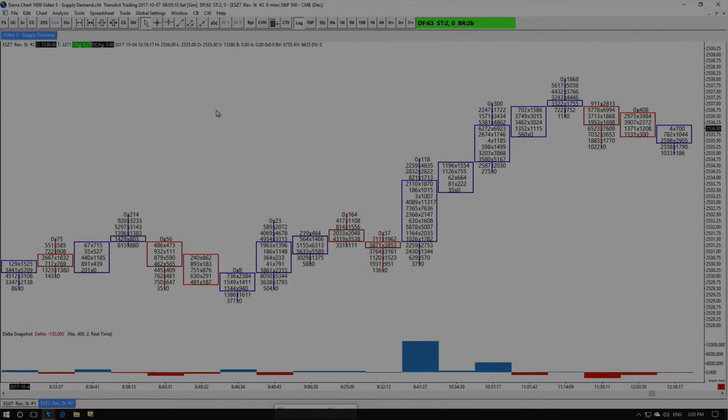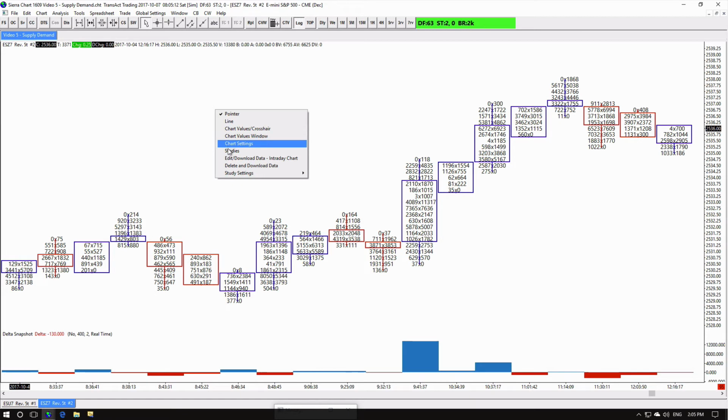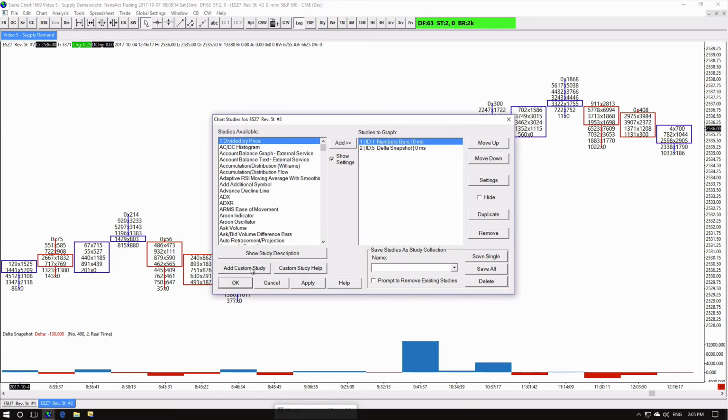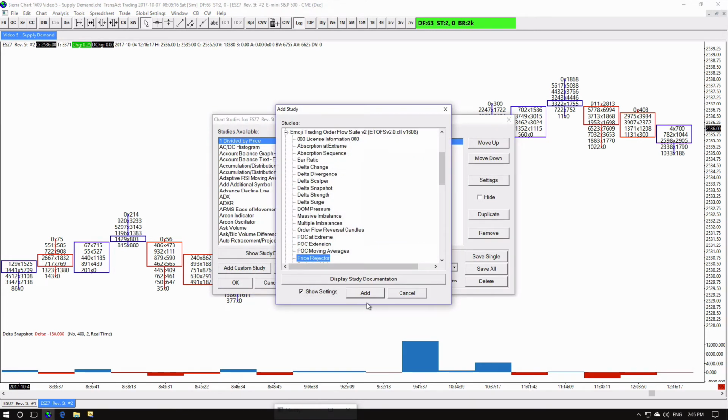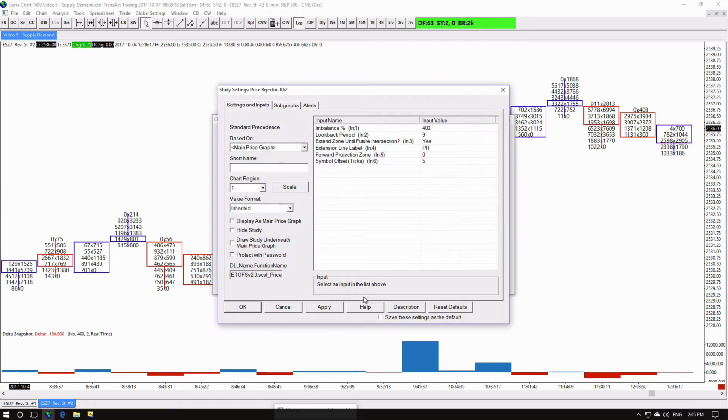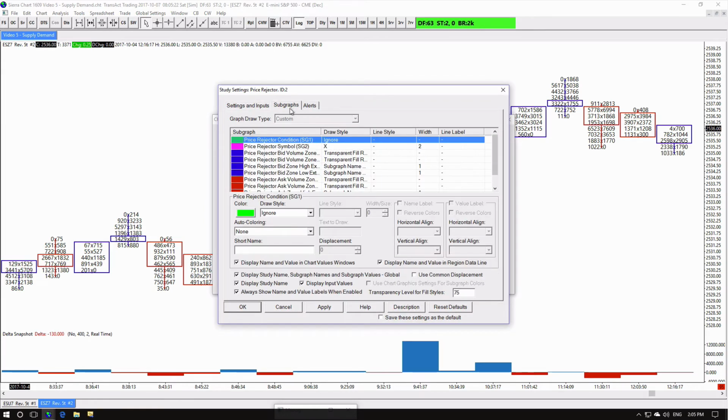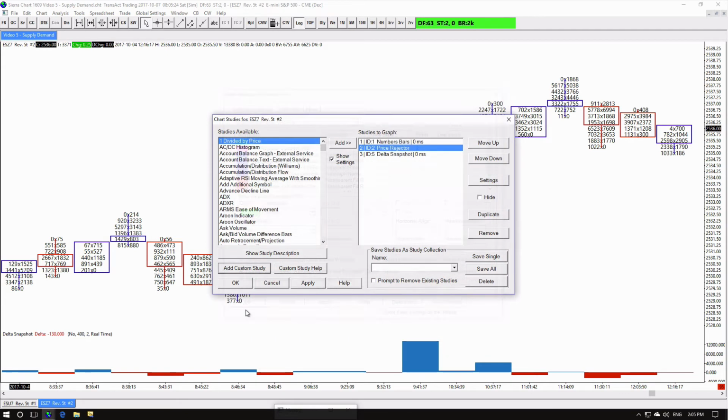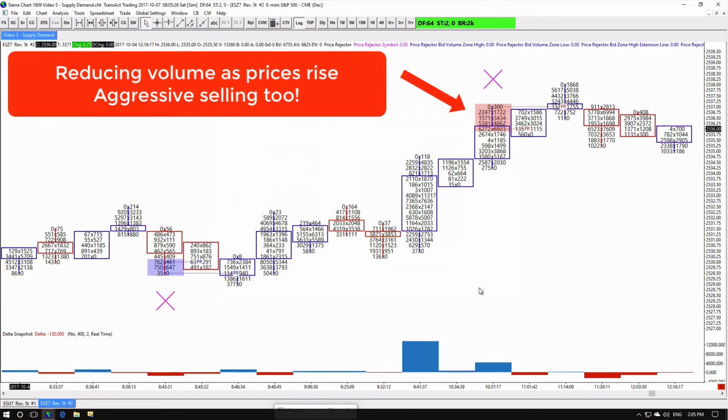We can take this idea of exhaustion one stage further using the emoji price rejector indicator. This looks for falling supply or demand at extreme price levels in combination with aggressive trading activity in the opposite direction. What we can see here is that price approached the high of the day, we experienced reduced buying volume combined with aggressive selling on the other side of the bar.